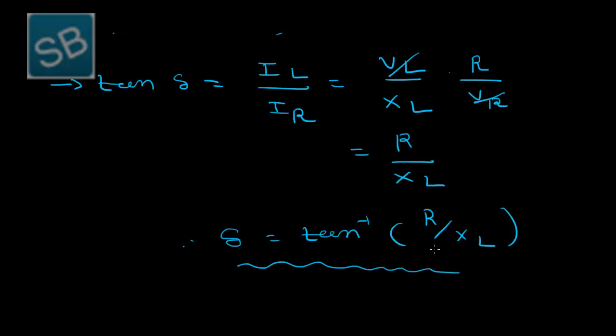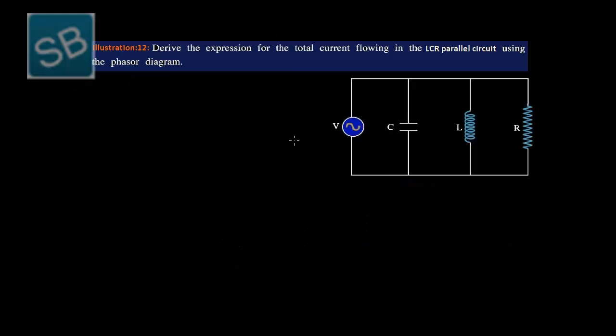And with this, illustration 11 is also over. Now let's switch on to illustration number 12. Illustration number 12: Derive the expression for total current flowing in the LCR parallel circuit using the phasor diagram.